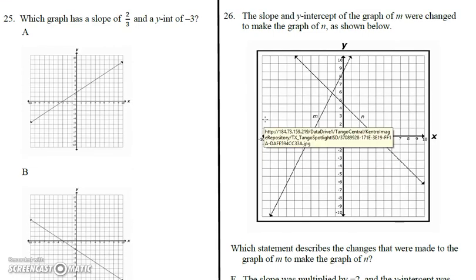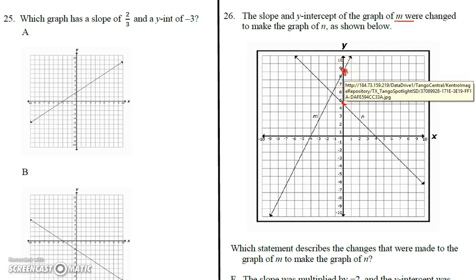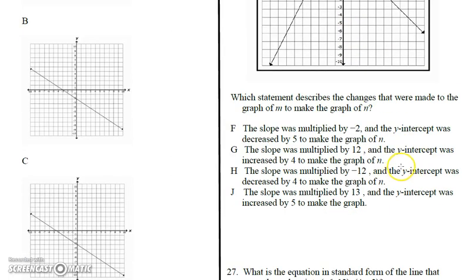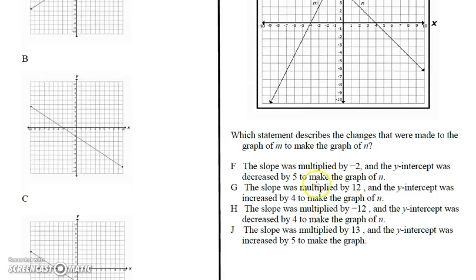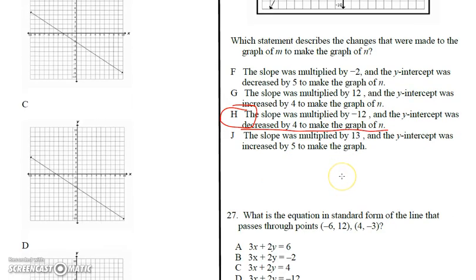Now, number 26, they are telling me that graph M was changed to make graph N. So when you look here, you're looking at M. M was crossing at this point, and they changed it to N, which is crossing at this point. So what happened to M? M was translated and it went down. That's what is important in this problem. I noticed it was decreased, and I believe it was 4 units. So my answer is decreased by 4. So in this case, my answer is H.